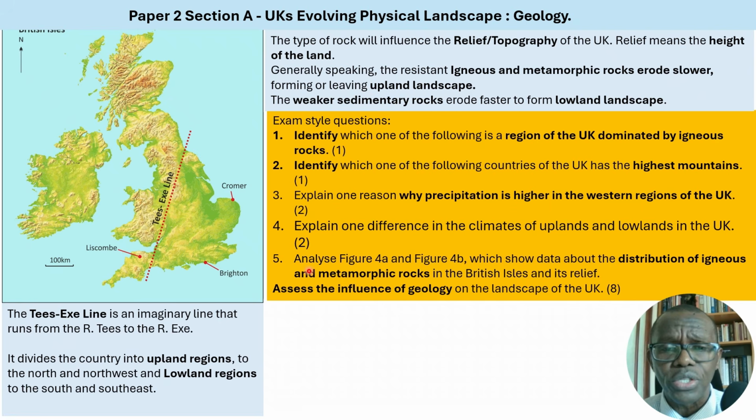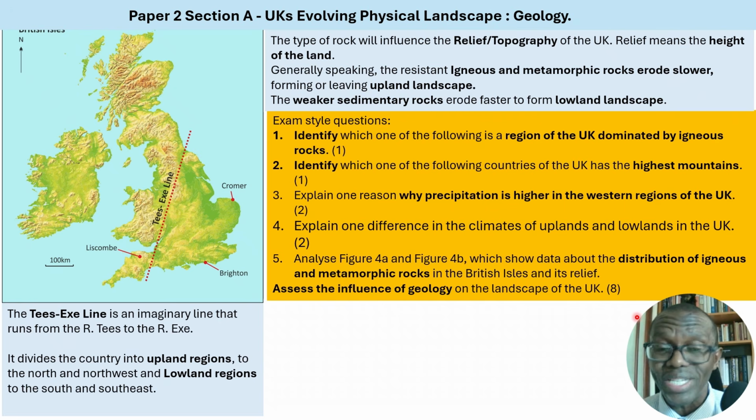Then the next question is to analyze. So this here was an 8-mark question, and there were two figures that were given. So to analyze figure 4A and 4B, now I don't have those here, but we'll just discuss it shortly, which shows data about the distribution of igneous and metamorphic rocks in the British Isles and its relief. So you have data showing the geology, and then data showing the relief. Now the question was to assess the influence of geology on the landscape of the UK.